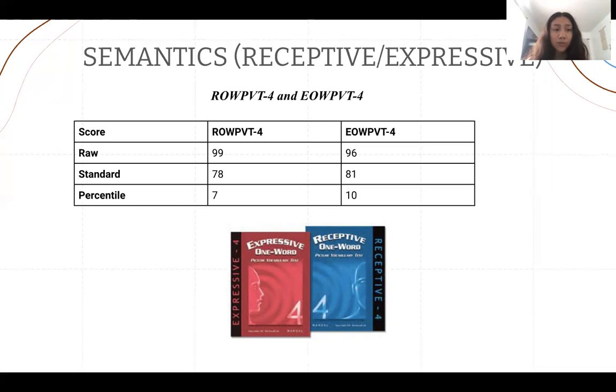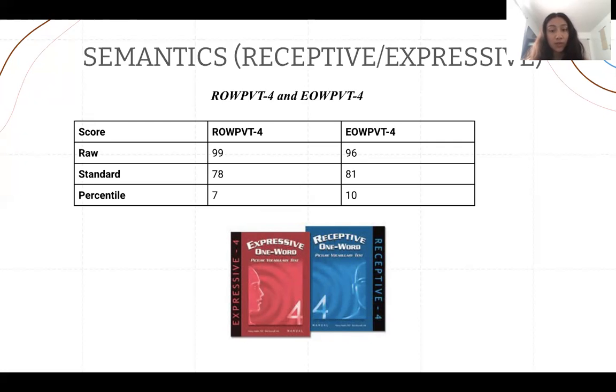If you look at the percentiles in both scores, they're very low. For the ROWPVT, it's the 7th percentile, and on the expressive test, it's the 10th percentile. The standard score of the ROWPVT was 78, implicating the client's receptive vocabulary skill development is below average, and the client's standard score of 81 on the EOWPVT also reflects a below average expressive vocabulary skill development.